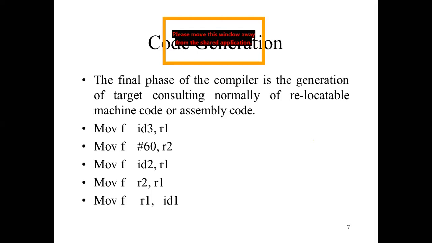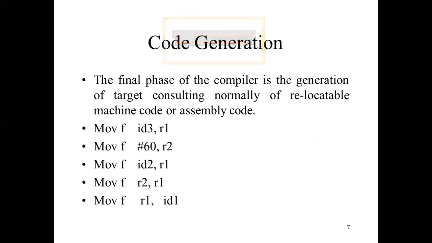So in case of the assembly codes, you use move id3 comma r1. So we are going to store the id3 into the r1 here. Similarly, the constant to r2, and then id2 to r1, and r2 comma r1 movef. Here we are using movef.